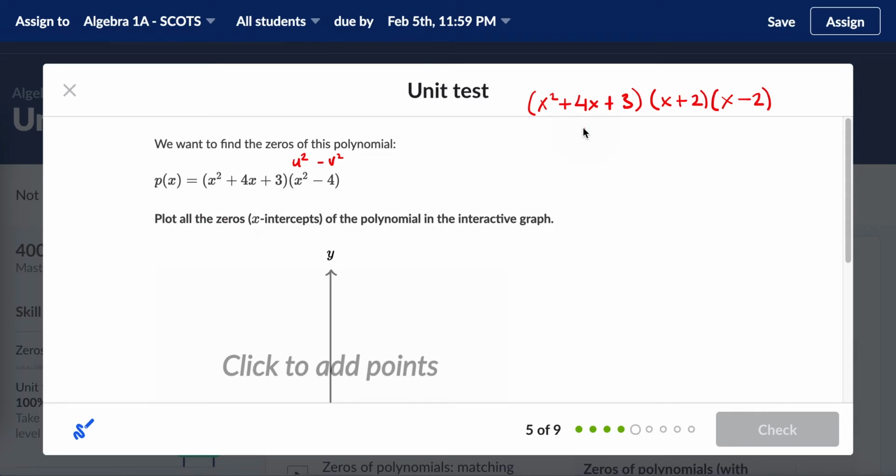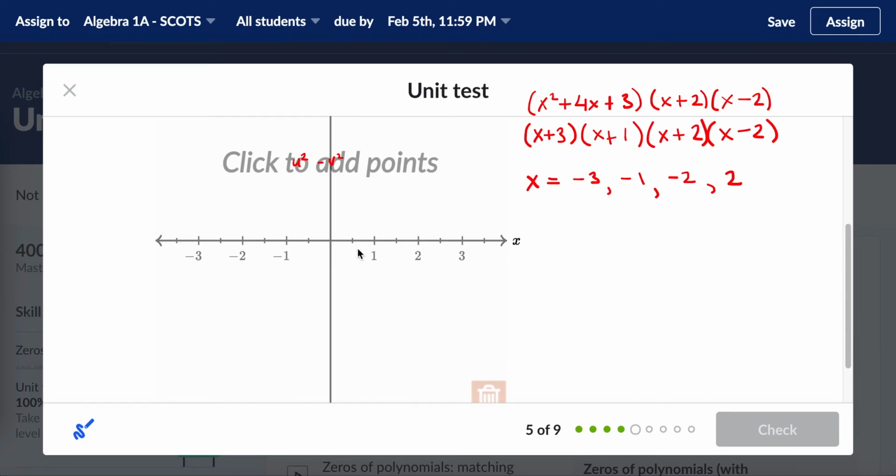Okay, so for this other quadratic right here, we're looking for the factors of 3 that add up to 4. Well, 3 and 1 will do, right? And they're all positive. So we've got x plus 3, x plus 1, x plus 2, x minus 2. So those are our 4 factors. So let's get our zeros from this. So we've got x equals -3, -1, -2, and +2. So those are our 4 zeros.